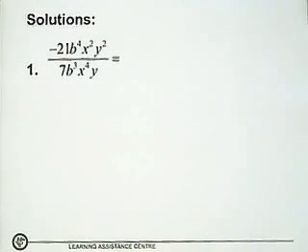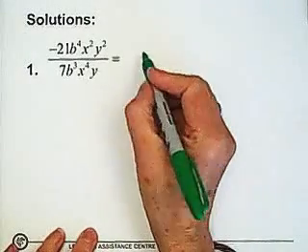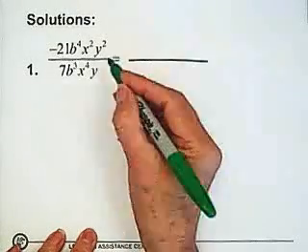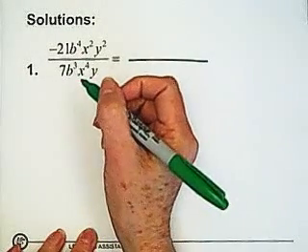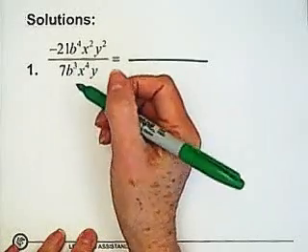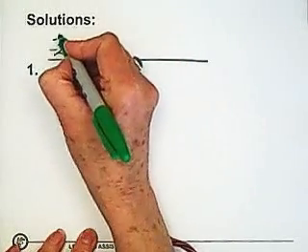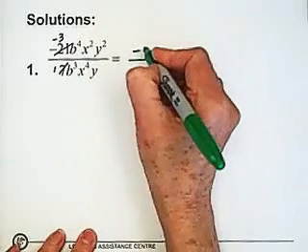Okay, here's our first question. Minus 21b to the fourth, x squared, y squared, divided by 7b cubed, x to the fourth, y. So again, we generally start with the numbers. So here we have minus 21 divided by 7. We divide top and bottom by 7. This gives us a 1 in the denominator and a minus 3 in the numerator.